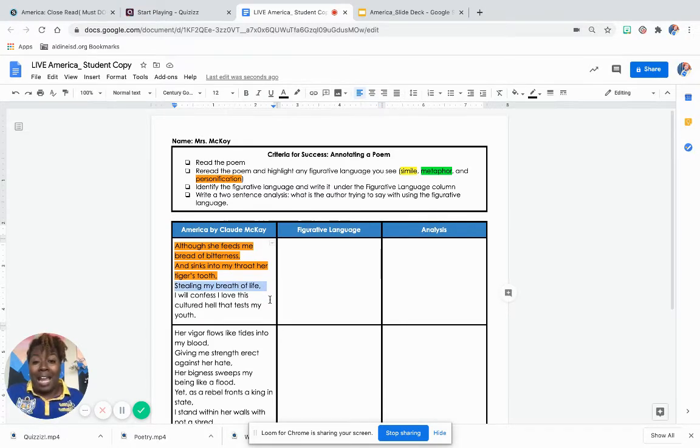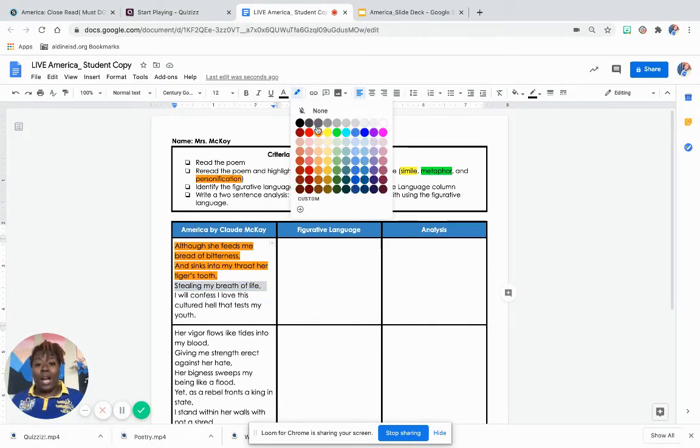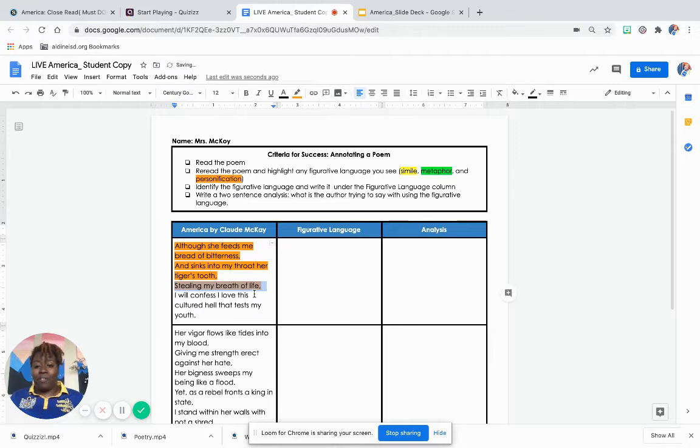"Stealing my breath of life." America cannot literally steal your breath. It can't. It's not human. So again, another humanistic quality Claude McKay gives to America. So again, we're going to highlight in orange, "still in my breath of life." "I will confess I love this cultured hell that tests my youth." Now that is something that we can say is literal. But three lines above it was definitely something we're not going to take literally.